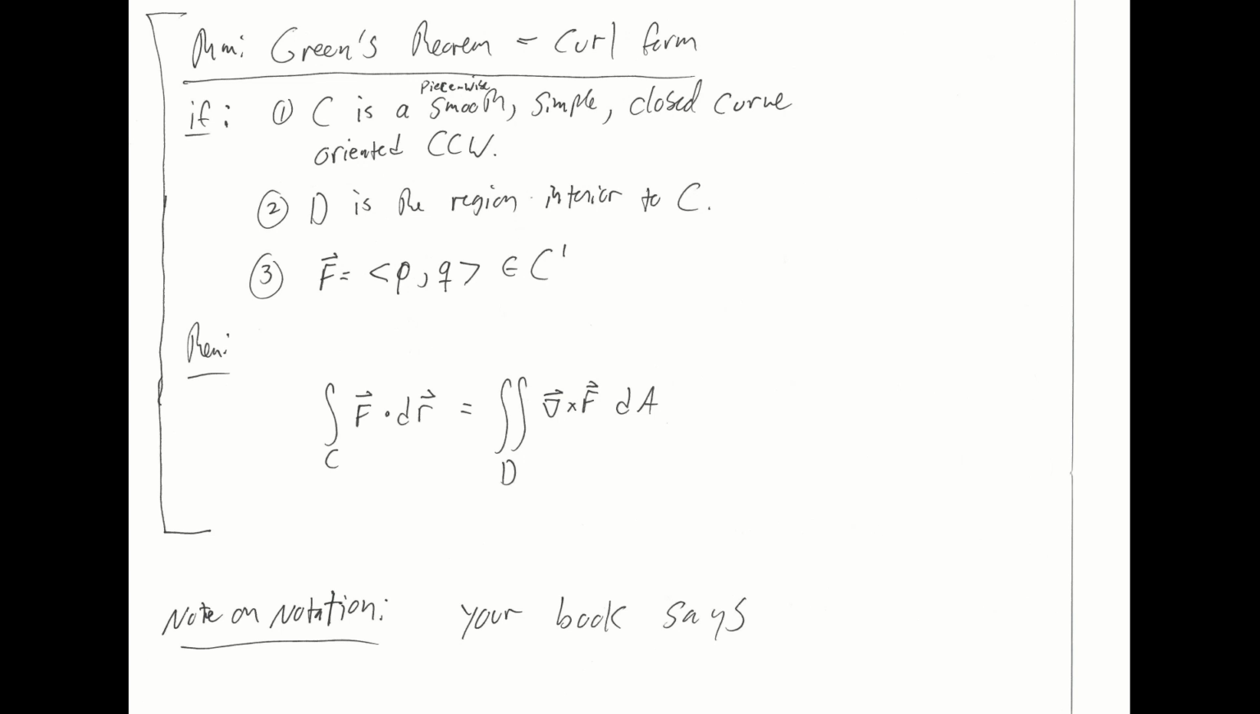Alright, so the statement, it is a theorem, it is an if-then statement. If you have a piecewise smooth curve, which is simple and closed and oriented in a counterclockwise direction. So this is the first requirement, and you'll note that we're not requiring the curve C to be smooth, but just piecewise smooth. So basically, if you can take your curve and you can break it up into a finite number of pieces, where each of those pieces is itself smooth.